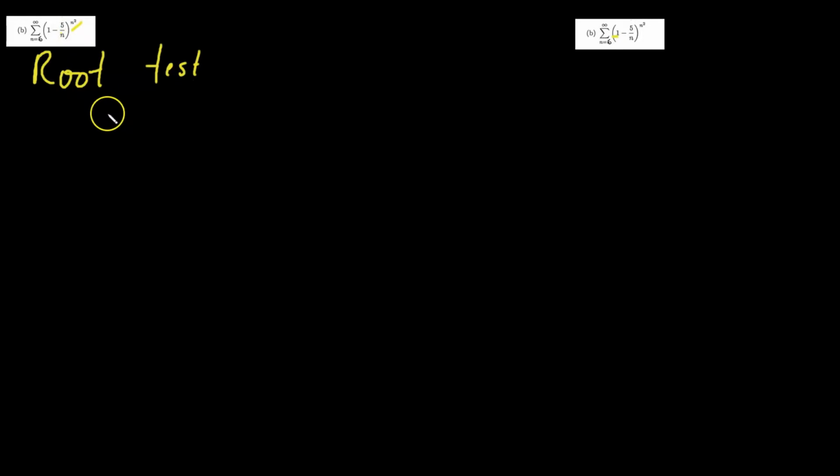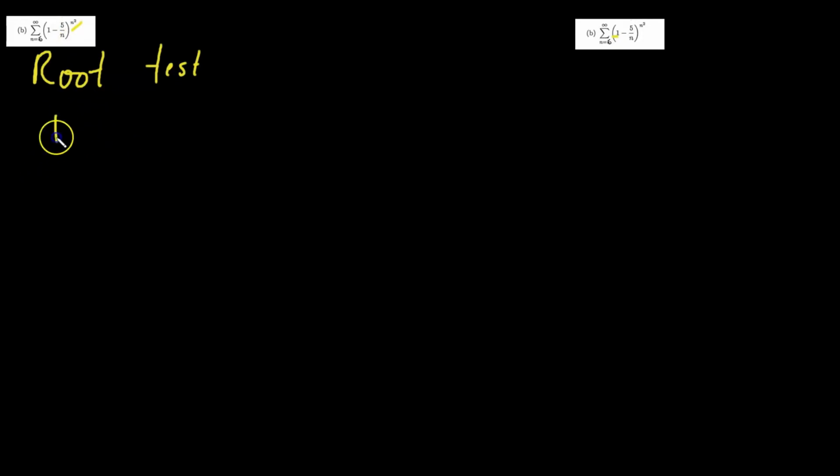Alright guys, in this problem here, sorry that it went over there, hold on a second, I'll just fix it. Alright, in this problem, we have the summation from n equals 6 to infinity of 1 minus 5 over n to the power of n squared. You should be able to recognize that this is a great candidate for the root test, mostly because of this exponent variable squared.